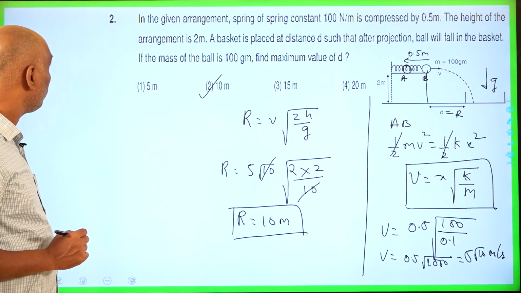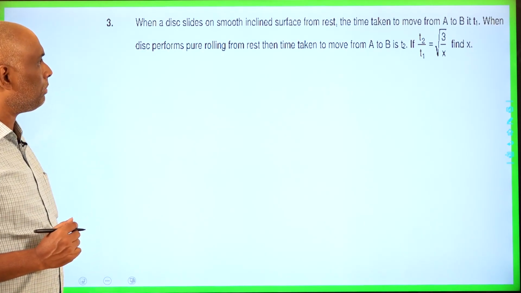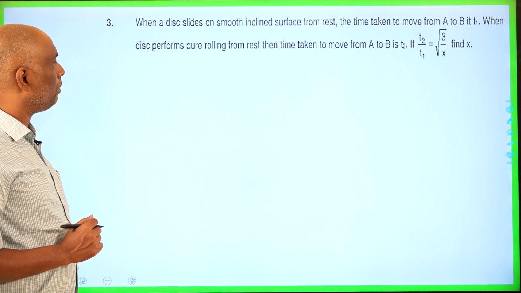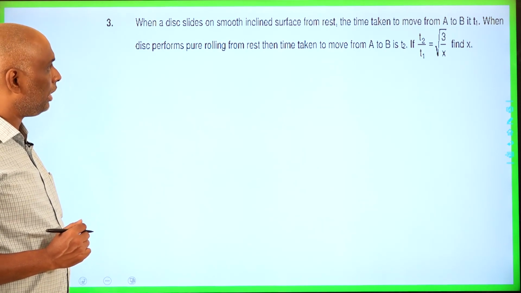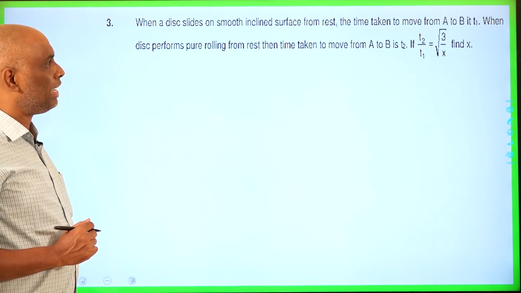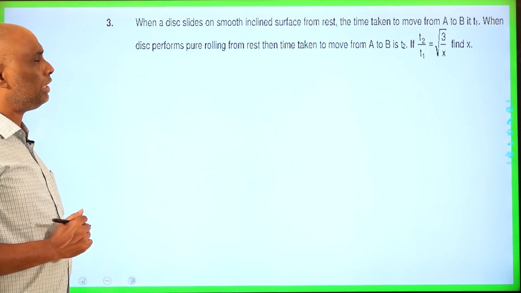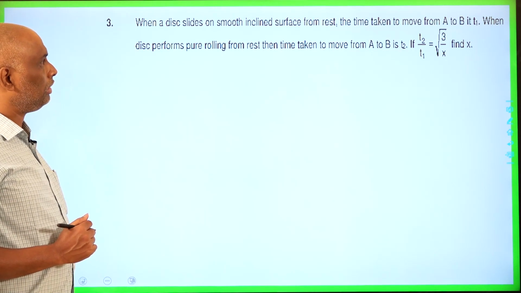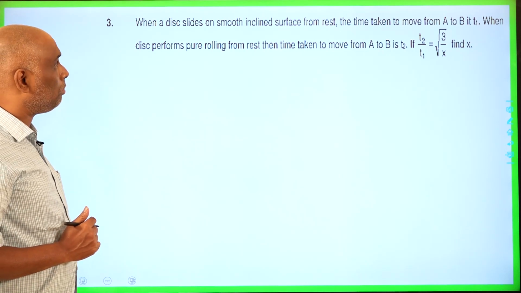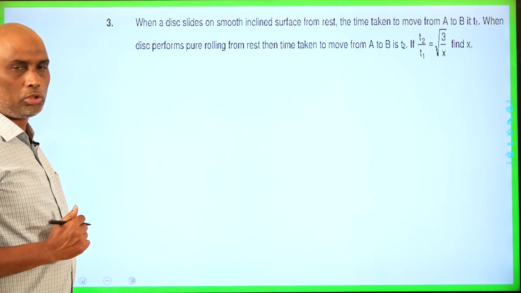Next question. Third question. When a disc slides on a smooth inclined surface from rest, the time taken to move from A to B is t1. When the disc performs pure rolling from rest, the time taken to move from A to B is t2. The ratio t2 by t1 is equal to under root of 3 by x. Find the value of x. So here you can see that the body is moving on the same inclined plane, but the difference is that one is a smooth inclined plane where the body is sliding, and in the second case there is a disc which is performing pure rolling motion.